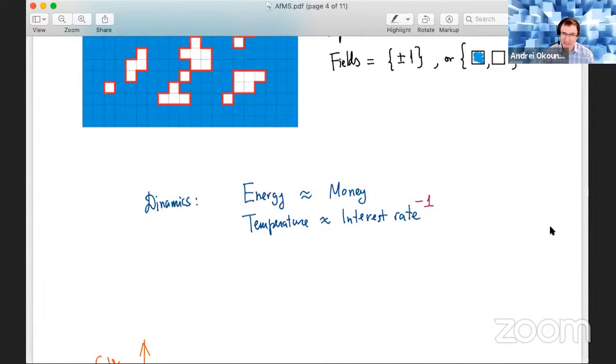So let me make it. Energy is some universal physical quantity, which can take any form. So anything is energy. You can create a particle, it costs energy.